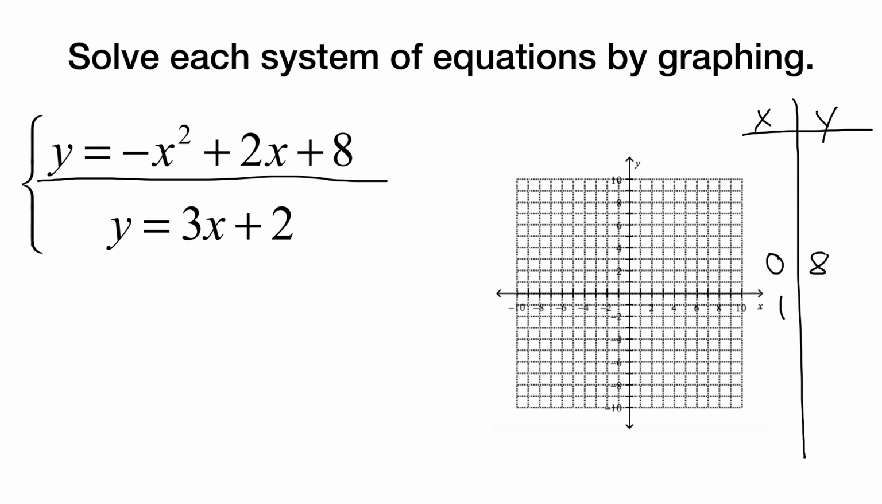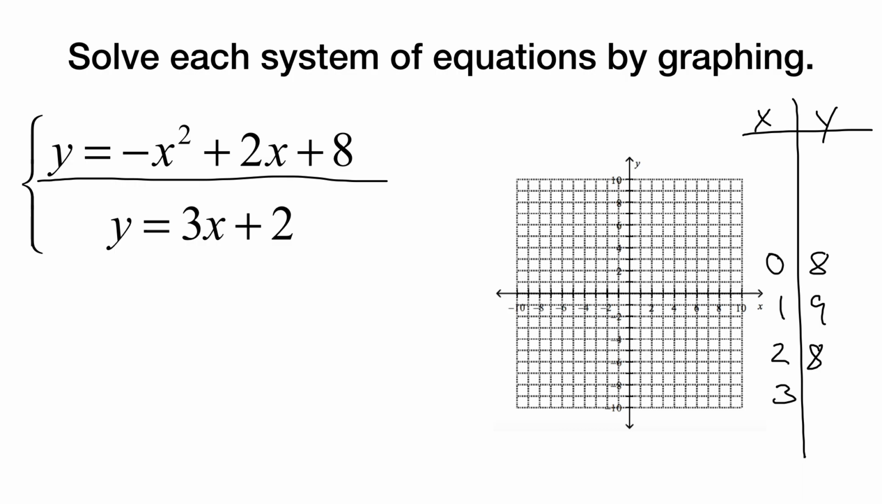Negative 1 plus 2 is going to end up being 1 plus 8 is 9. Then 2, let's see, negative 4 plus 4 is 0, so 8. Ooh, I think we found our vertex. So this is our vertex right here. Good, we have a vertex.